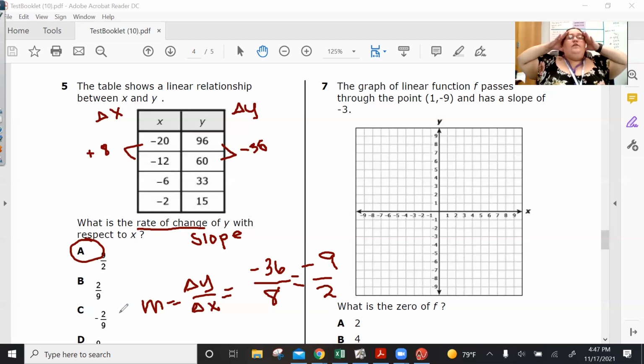So you could have easily put that into your calculator as well and did linear regression. If you did, you would get a negative number that is bigger than 1. So when you get to these answer choices, only 2 are negative. This one is 9 or 9 over 2, which is bigger than 1. 2 over 9 would be less than 1. So that's one way to quickly figure that out.